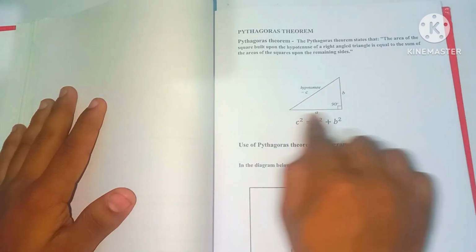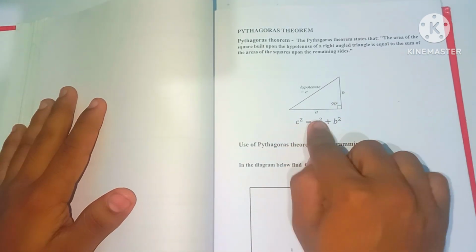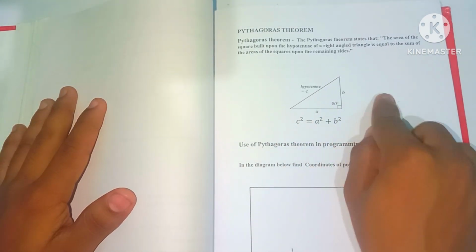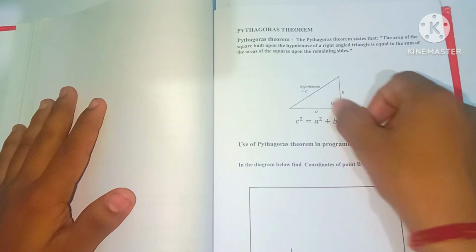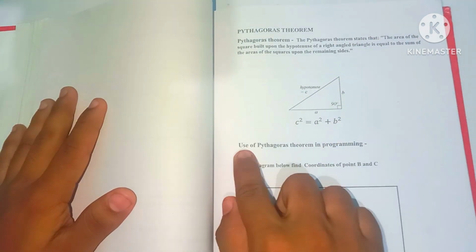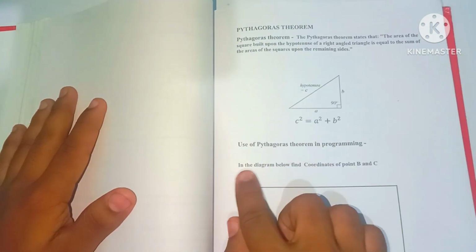This is the hypotenuse, this is the base, this is the height. c square is equal to a square plus b square is the hypotenuse formula. The angle is 90 degrees. For this, the use of Pythagoras theorem is in programming.